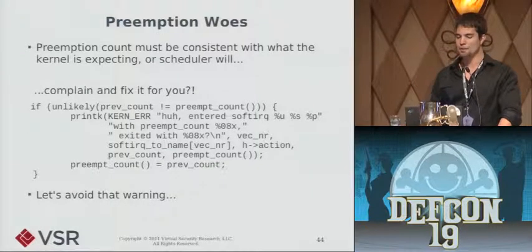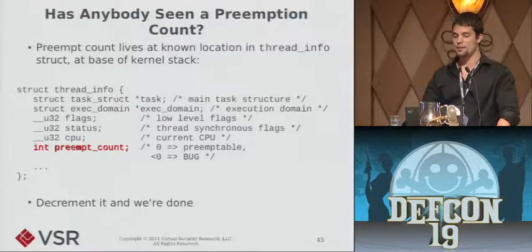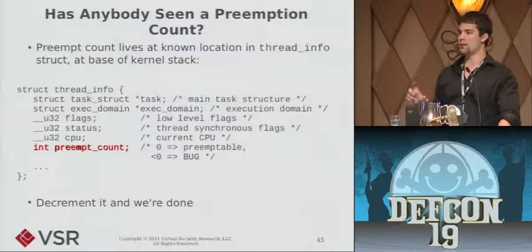But for the sake of completeness, we'll avoid that warning because we don't want anything to be logged. It's really easy to find the preemption count. It just lives in the thread info structure, which is at the base of the kernel stack of whatever process it is. So we know where the soft-IRQ stack is. We just find the base of it, and then this variable is at a known offset from that base, and we just decrement it appropriately, and that's all we need to do.